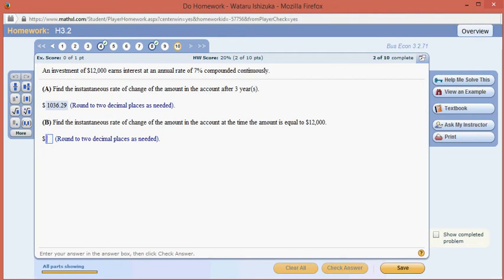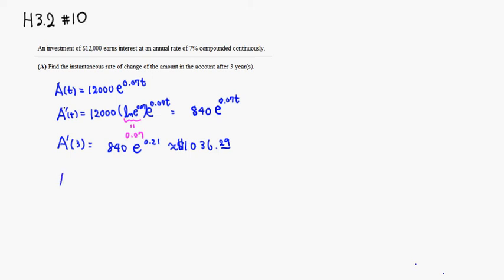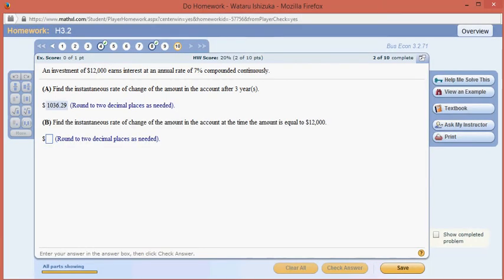Alright, find the instantaneous rate of change of the amount in the account at the time the amount is equal to 12,000. So that's the beginning. So here we're looking at A prime of 0. If you plug in 0 here, you have 840, because e to the 0 is 1. So let's type it in. 840. Alright, so let's check the answer. Alright, we got that. Alright, that's it. I hope that this was clear.